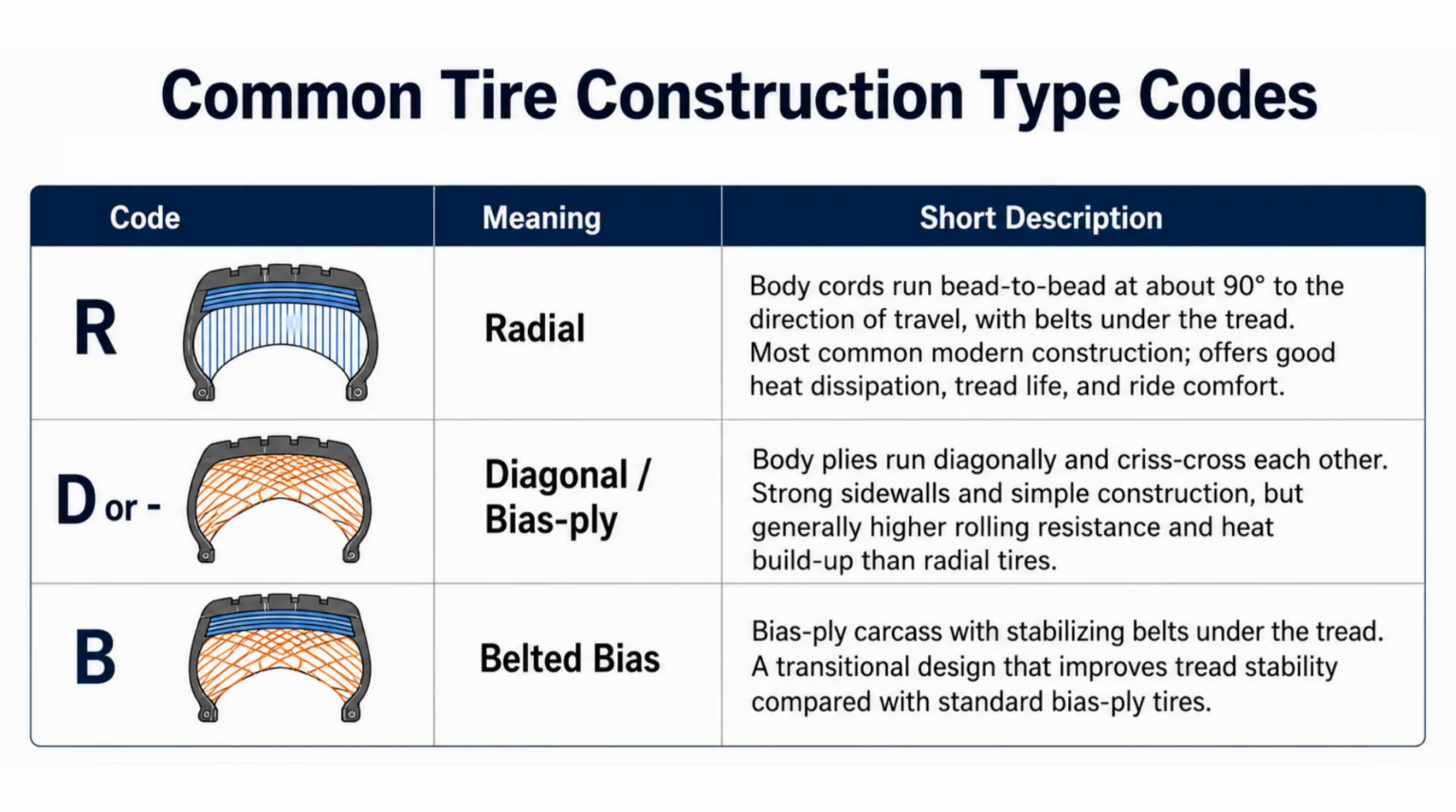The letter D, or sometimes a dash, indicates diagonal or bias ply construction, where the plies cross each other at an angle, producing strong sidewalls. The letter B represents belted bias construction, which combines a bias ply carcass with stabilizing belts beneath the tread. These codes help engineers quickly identify the tyre's internal structure and expected performance.